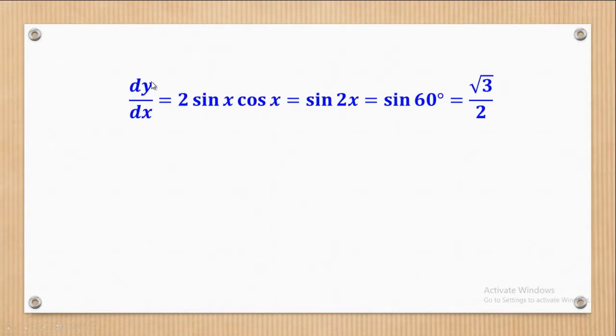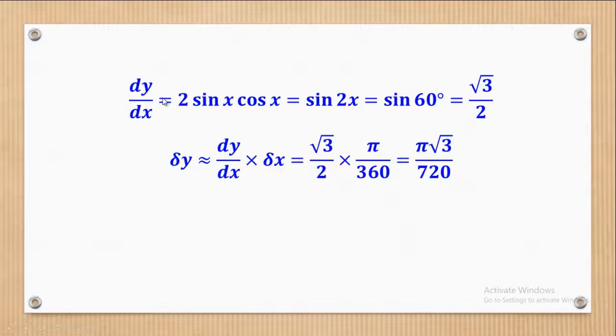Now that I've got y, I'll differentiate to get dy dx. So dy dx will be equal to 2 sine x cos x, and I know that this is an identity of double angles, and the whole of this will be equal to sine 2x. But I know that x is 30, therefore sine 2x will be sine 60. Remember, we substitute after differentiation. Now sine 60 is also a particular angle, and sine 60 is the same as root 3 over 2.